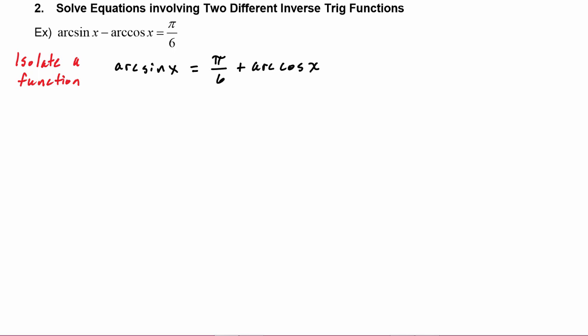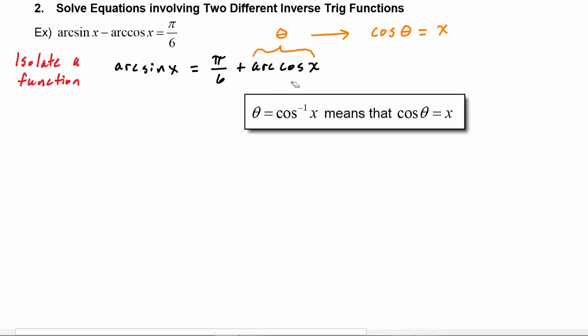Now, what will happen next is we are going to substitute for arc cosine of x. Remember that the output of an inverse trig function is an angle. And then we would know that the cosine of that angle, we're calling it theta, has to equal x. That's that inverse relationship that we reviewed in an earlier lesson. If theta is equal to the arc cosine of x, that means that the cosine of theta is equal to x.